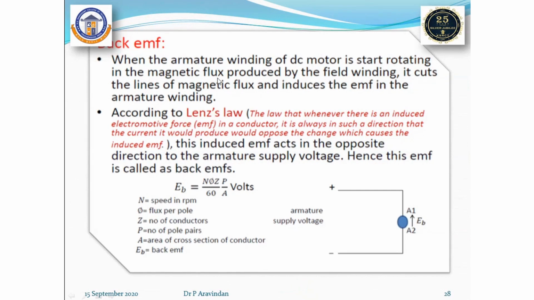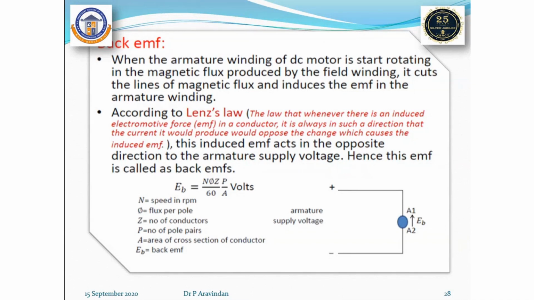When the armature winding of the DC motor starts rotating in the magnetic field, the magnetic flux produced by the field winding is cut by the conductors and induces an EMF in the armature winding, as per the generator action of the motor. This is the statement for your back EMF: generator action of the motor. This one line is enough to understand why the EMF is induced in the armature winding in the case of a motor.